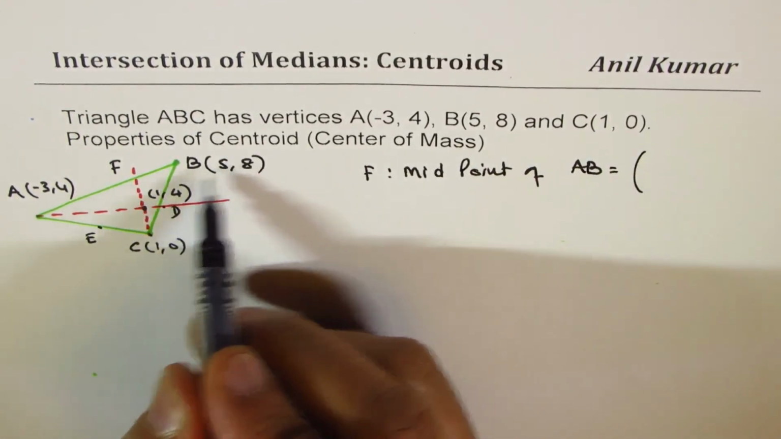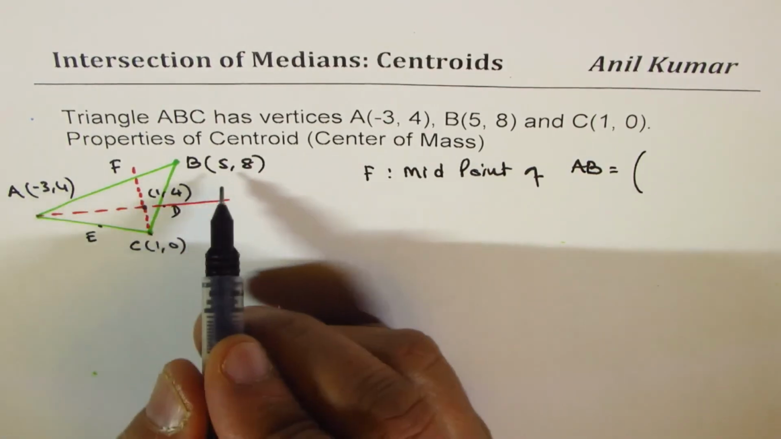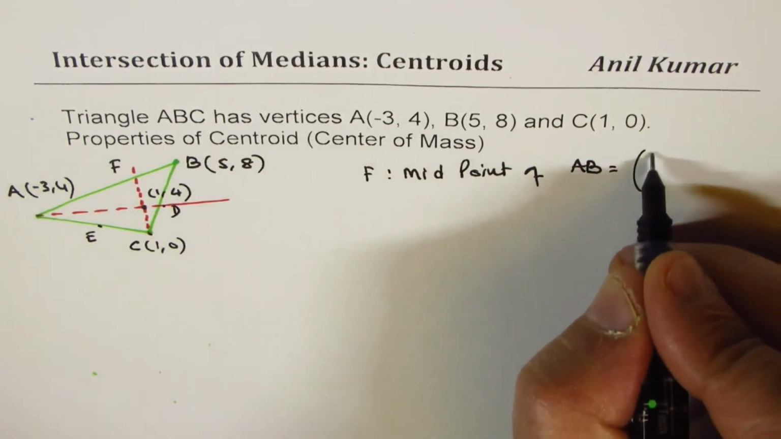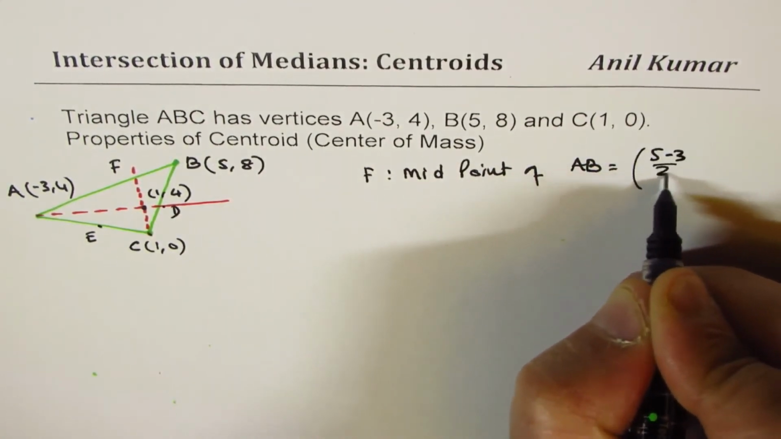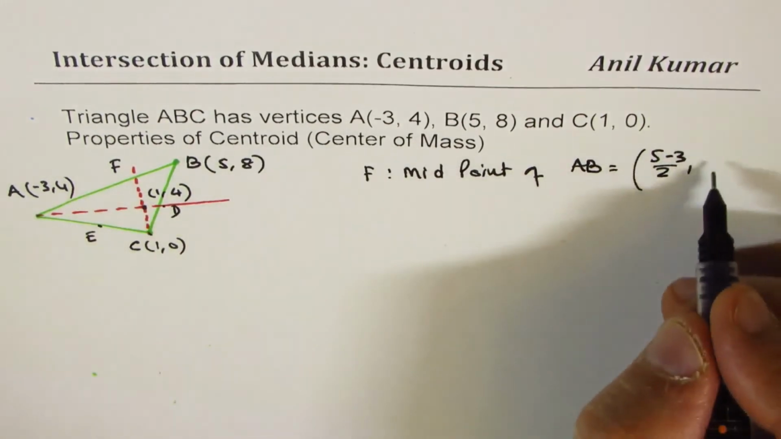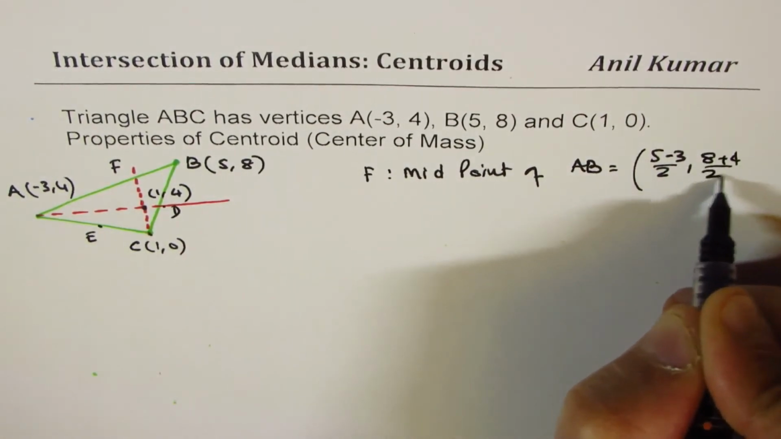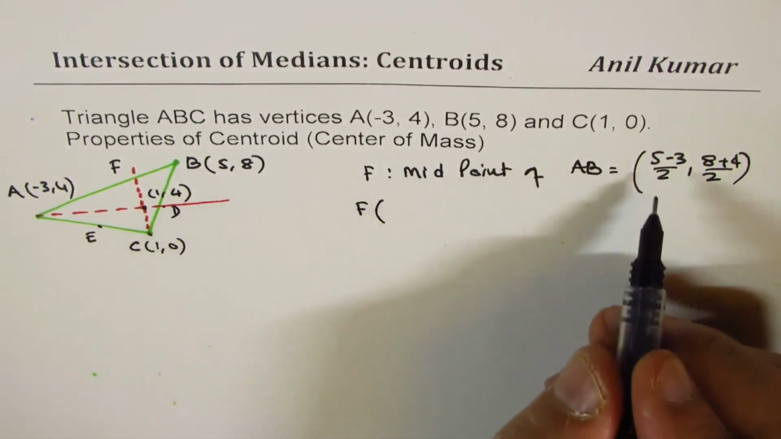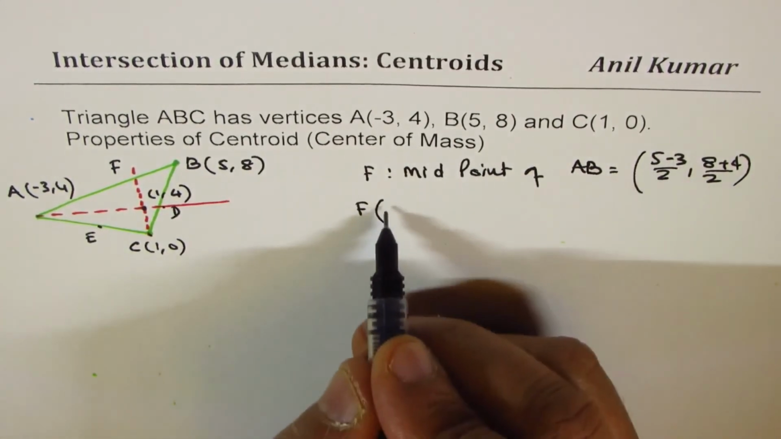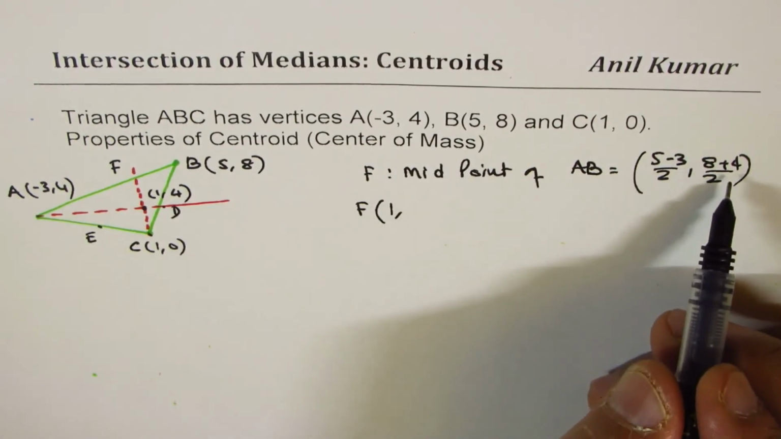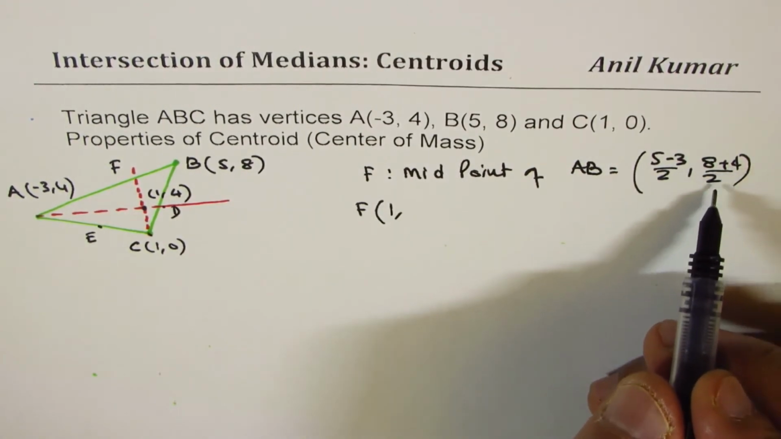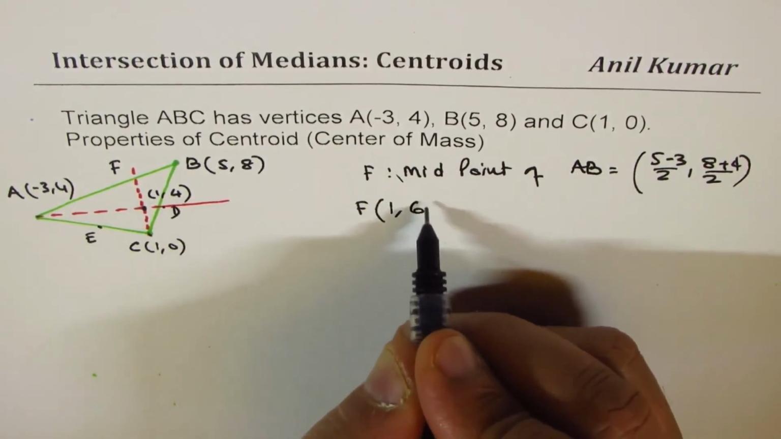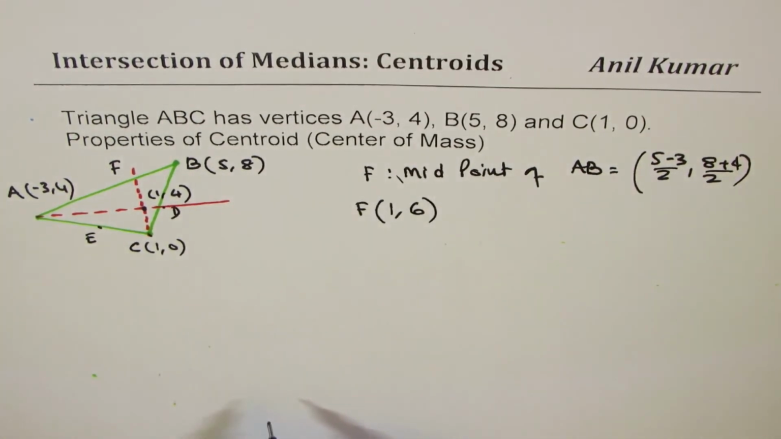It should be half of the sum of the x values, which is (5 minus 3) divided by 2, and for the y values (8 plus 4) divided by 2, correct? So we get the coordinates of point F as 5 minus 3 is 2, 2 divided by 2 is 1, and 8 plus 4 is 12, 12 divided by 2 is 6. So we get point (1, 6).